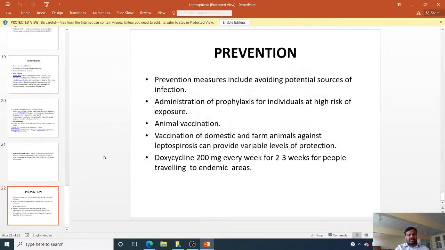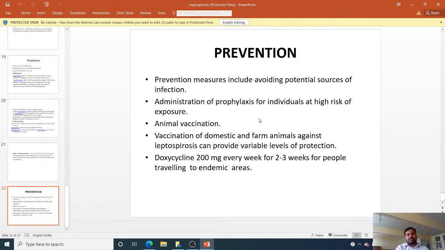Regarding the treatment and the prevention, how do you prevent leptospirosis? Prevention measures include avoiding potential sources of infection, and administration of prophylaxis for individuals at high risk exposure. So it is better to stay away from the infection. Animal vaccination is one of the mainstays, to keep animals from being contaminated with this infection, because it's a zoonosis transmitted from cattle.